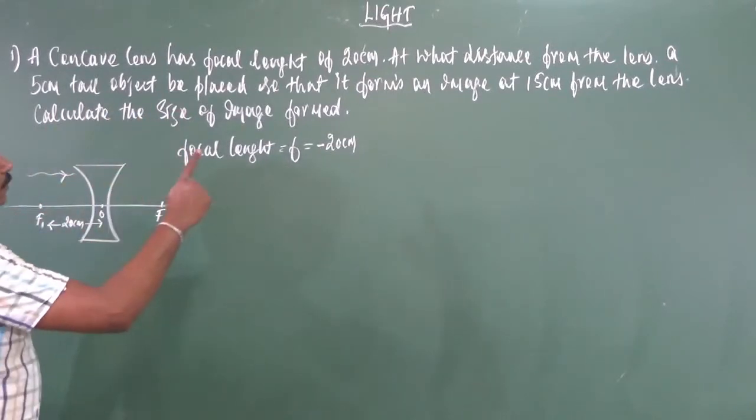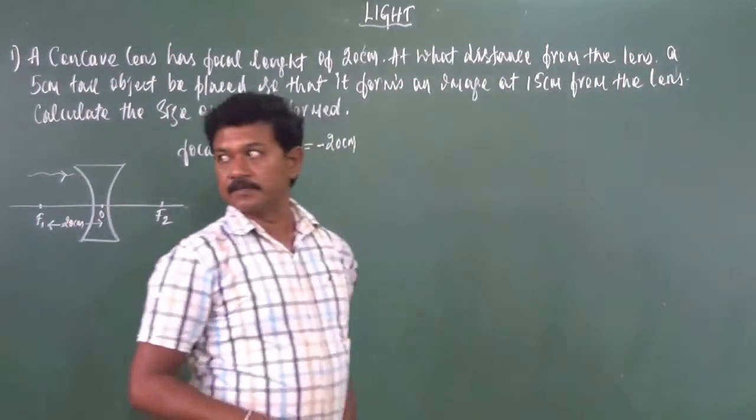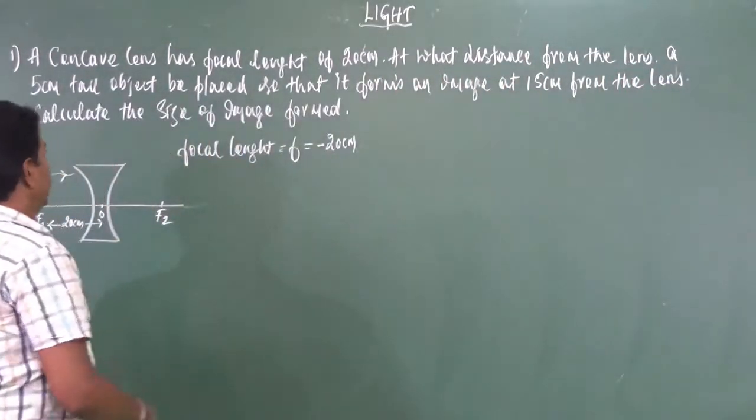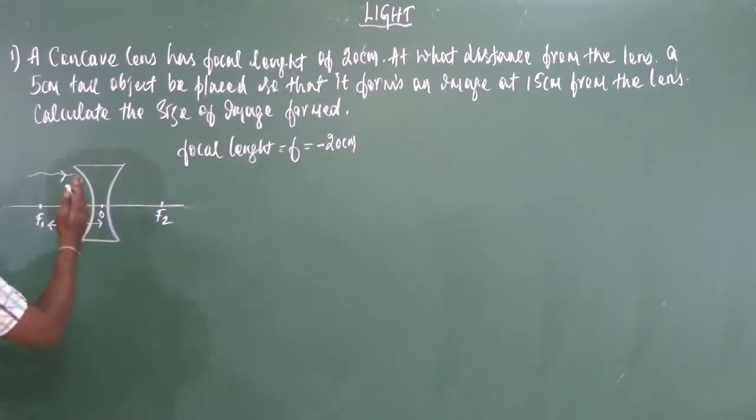At what distance from the lens should a 5 centimeter tall object be placed? So object is usually placed on the left side of the lens. So you are going to keep the object here.